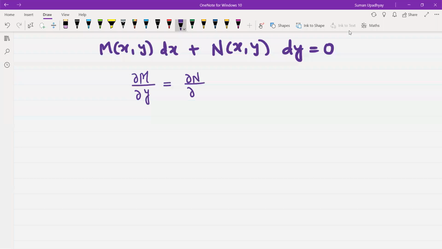Yes. So you are going to differentiate M partially with respect to y and N partially with respect to x, and then you will check whether they are equal or not. If they come out to be equal, then you will say that the given differential equation is exact. And if the given differential equation is exact, then what is the solution of the exact differential equation? What will be the solution of the exact differential equation, kids?